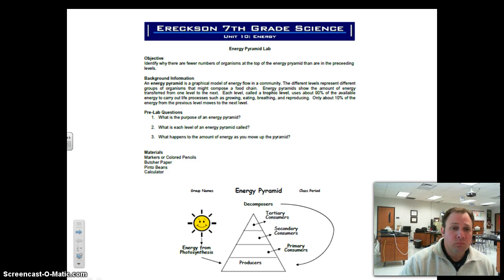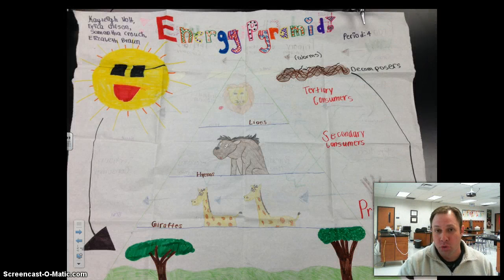Okay, so in this lab, we're taking a look at the energy pyramid. We're trying to understand how energy is passed from one level of the energy pyramid to the next, and how much energy is passed from one level to the next. So to begin this lab, we drew our picture of the energy pyramid.